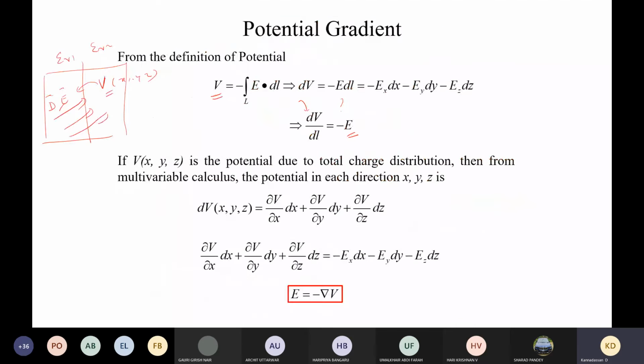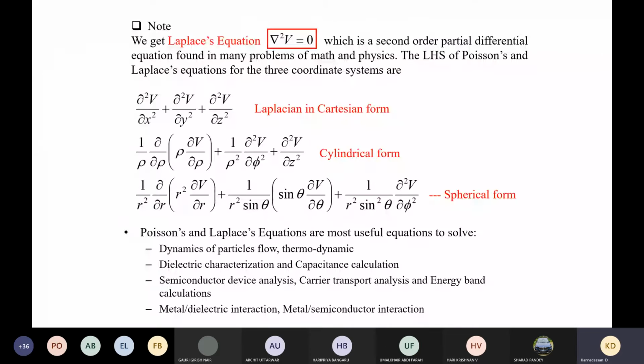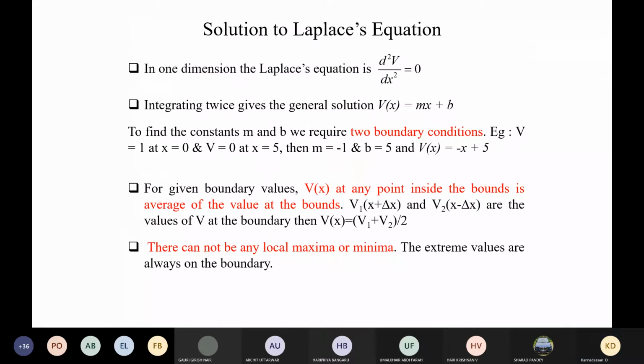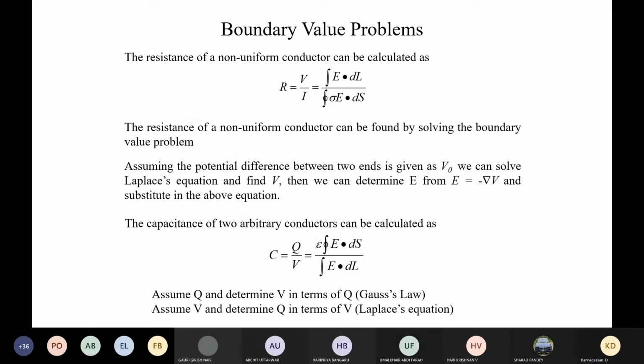Like how we call it the divergence of a potential, here we have to call this the Laplacian of the potential. So when we solve the Laplacian of the potential for a given boundary value problem, we can easily calculate the potential. By the way, we can calculate the electric field, and by the way, we can calculate the charge.